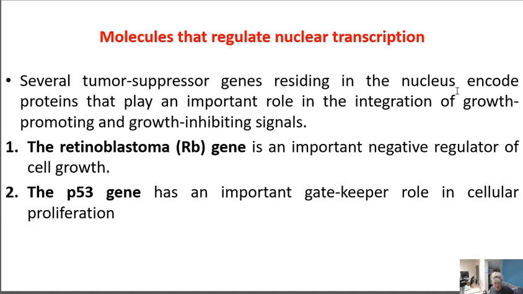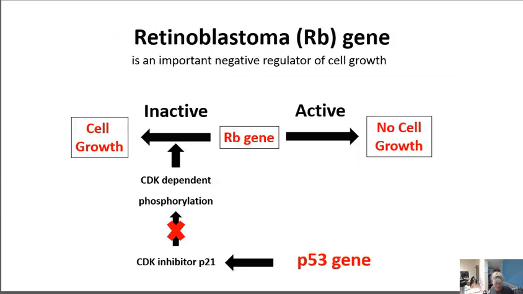Tumor suppressor genes that reside in the nucleus and encode proteins important for the growth and integration and inhibiting signals are your retinoblastoma and your TP53. This is the gatekeeper, a very important gene. Retinoblastoma gene, again, you use the two-hit hypothesis. It uses the CDK inhibitor P21. When it's working, you're not going to have cell growth. When it becomes suppressed, then you're going to have cell growth, and it has to be phosphorylated.